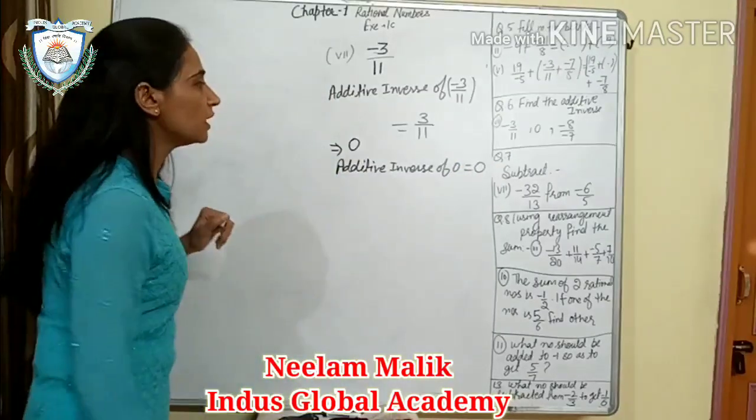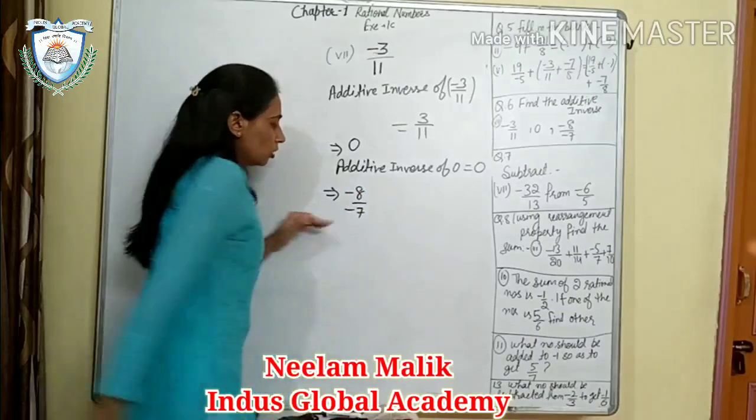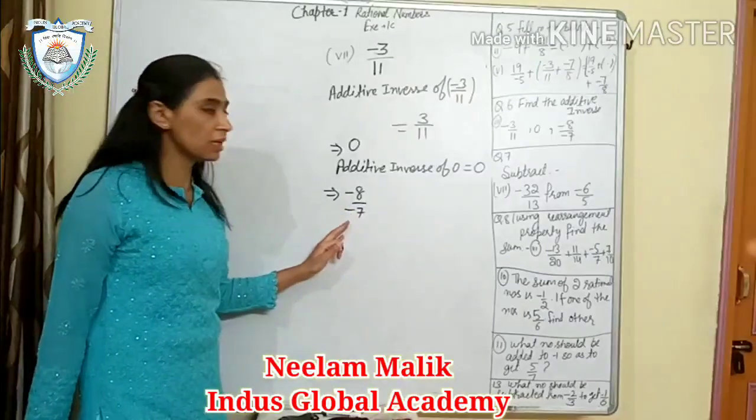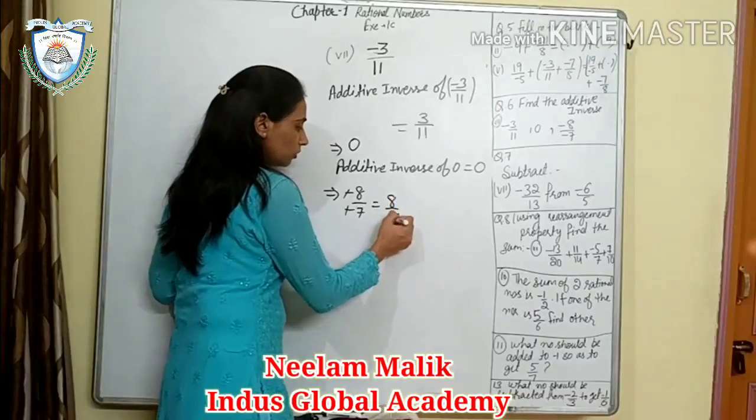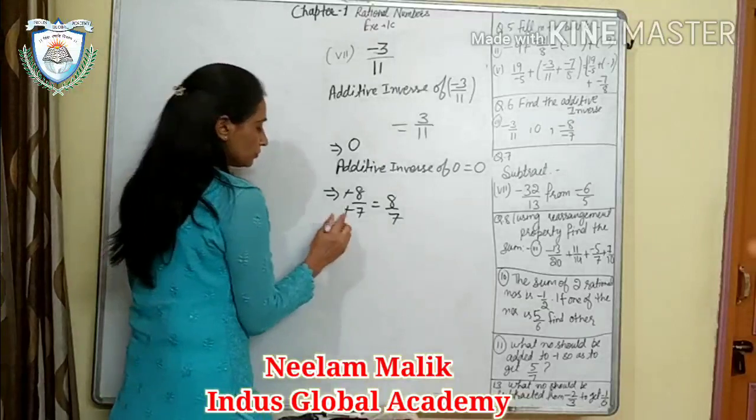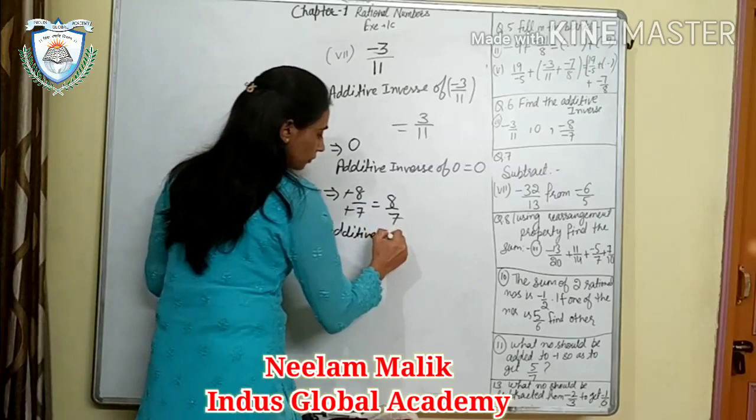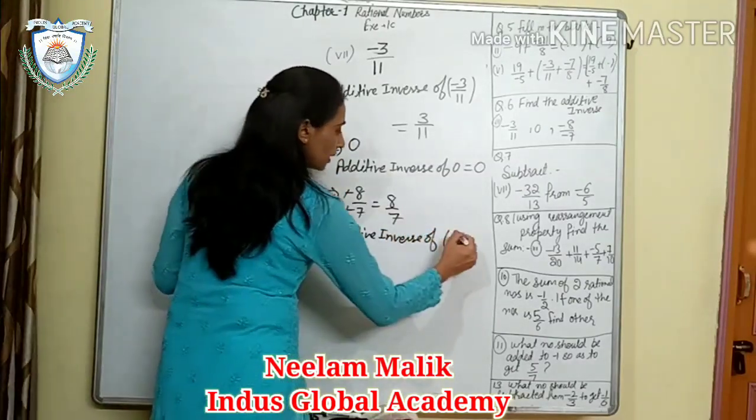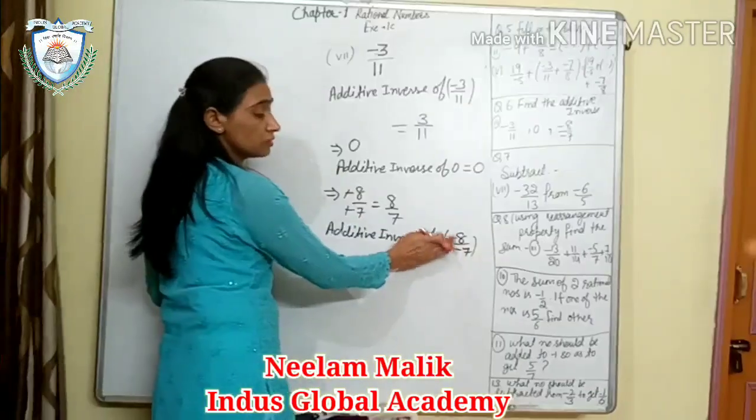Now the additive inverse of the next part, -8/-7. This is negative, but when we cancel this minus with minus, what will it be? 8/7. So what will be the additive inverse of this? The additive inverse of -8/-7: this number is equal to 8/7, because we will cut the negative sign.